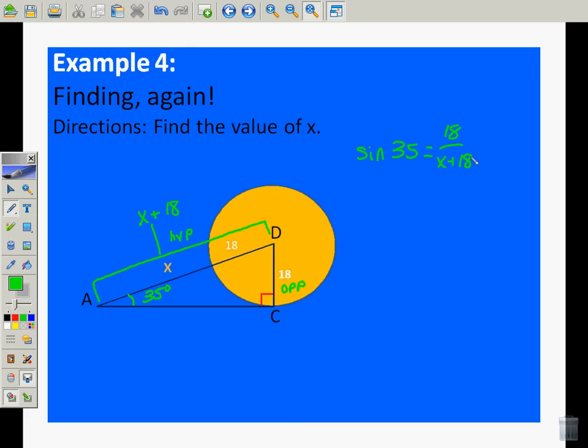Now we're going to start doing some canceling. Here's how we do it. I'm going to multiply both sides by x plus 18. Okay, so I've got x plus 18 times sine 35 is equal to 18. Well, what happens when I do this here? Okay, before I distribute, I'm going to remember that this sine is just a decimal. So I'm going to divide by sine 35. So I end up with x plus 18 is equal to 18 divided by the sine of 35.